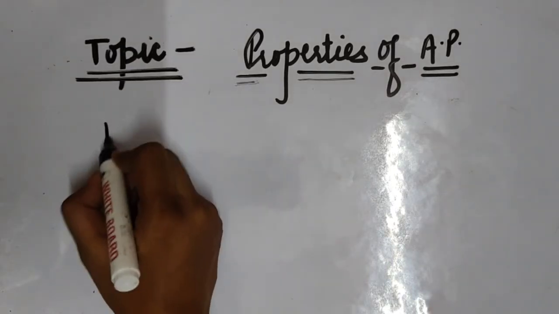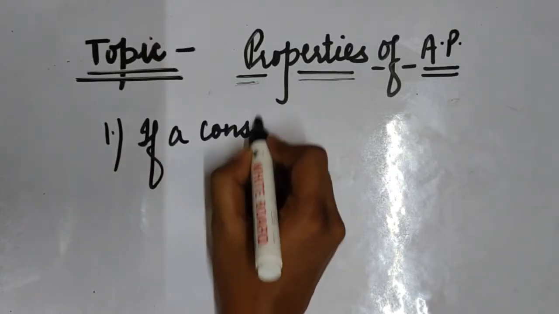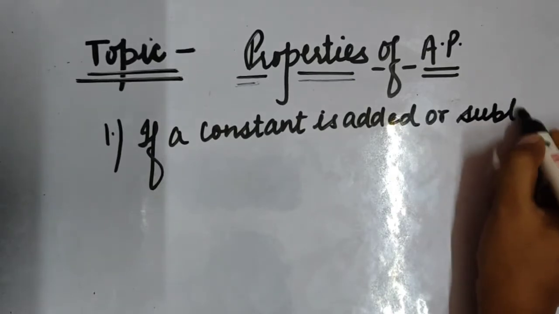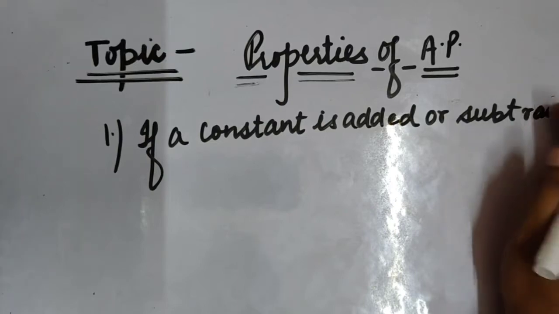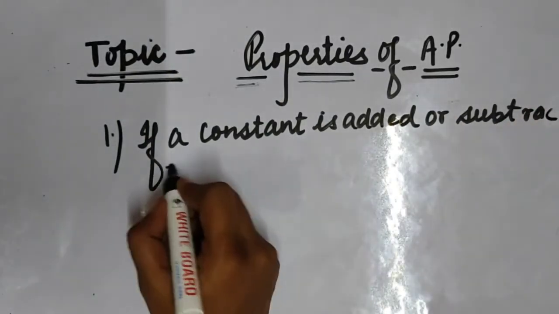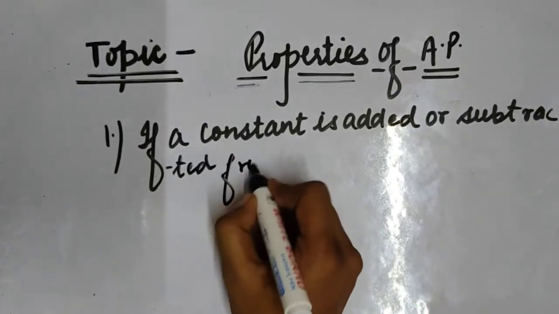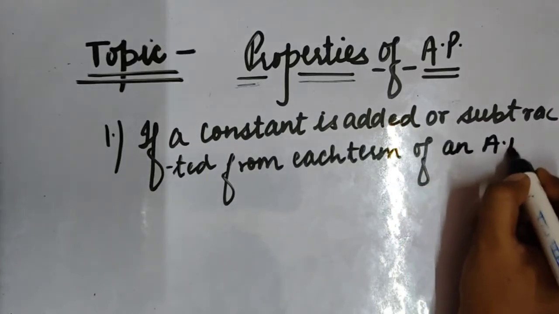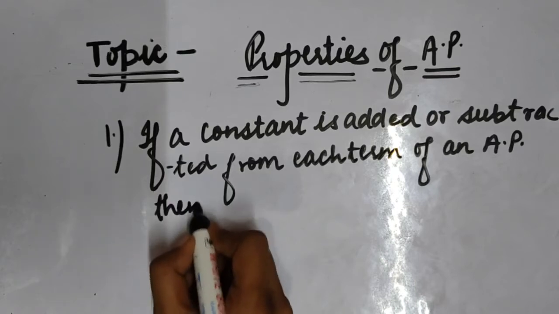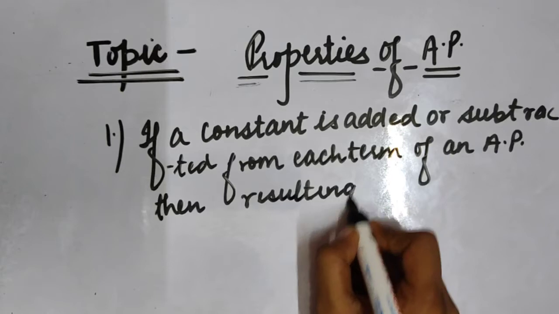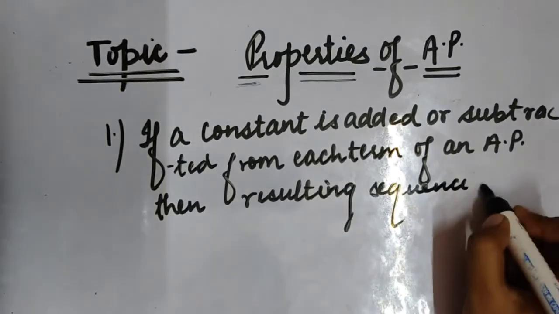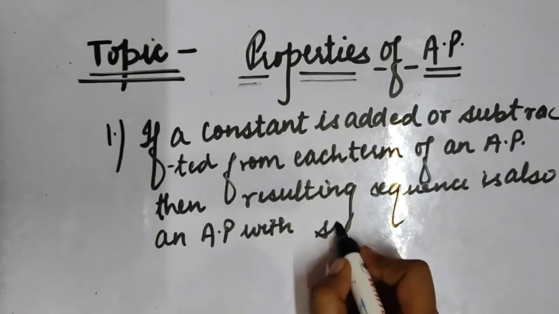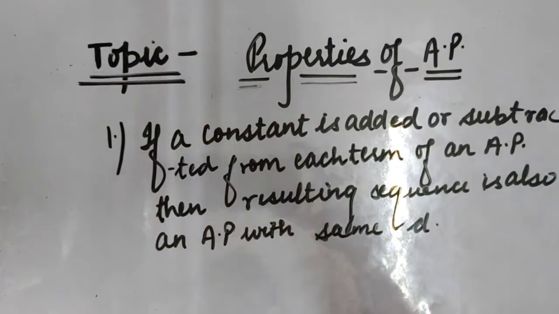Property number 1 is if a constant is added or subtracted from each term of an AP, then the resulting sequence is also an AP with the same common difference. This is our property number 1 students.